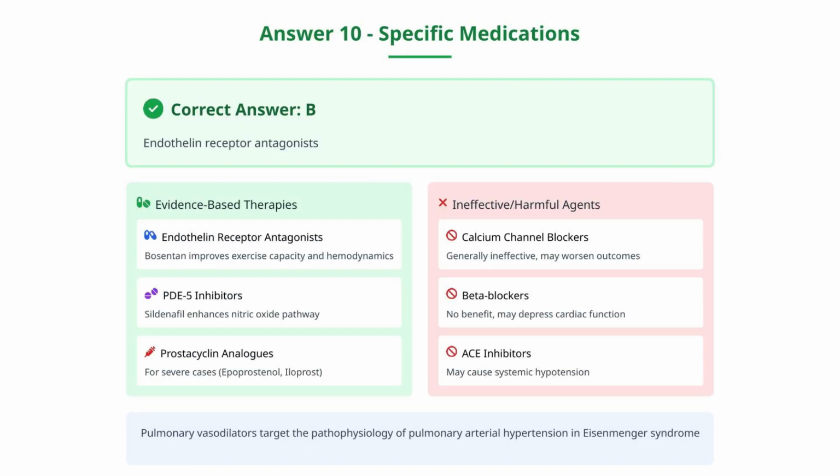Endothelin receptor antagonists, particularly bosentan, have shown benefit in patients with Eisenmenger syndrome. Clinical trials have demonstrated improved exercise capacity, hemodynamics, and functional class. Other beneficial medication classes include phosphodiesterase 5 inhibitors such as sildenafil and prostacyclin analogs for severe cases. These pulmonary vasodilators target the pathophysiology of pulmonary arterial hypertension. Calcium channel blockers, while used in some forms of pulmonary hypertension, are generally ineffective and potentially harmful in Eisenmenger syndrome. Beta blockers and ACE inhibitors have not shown benefit and may worsen hemodynamics.